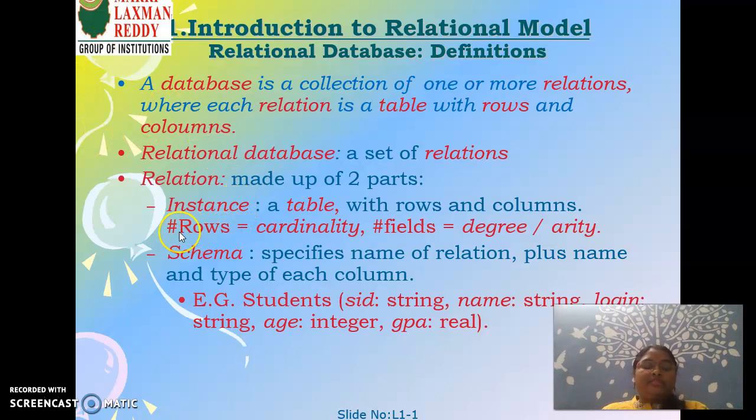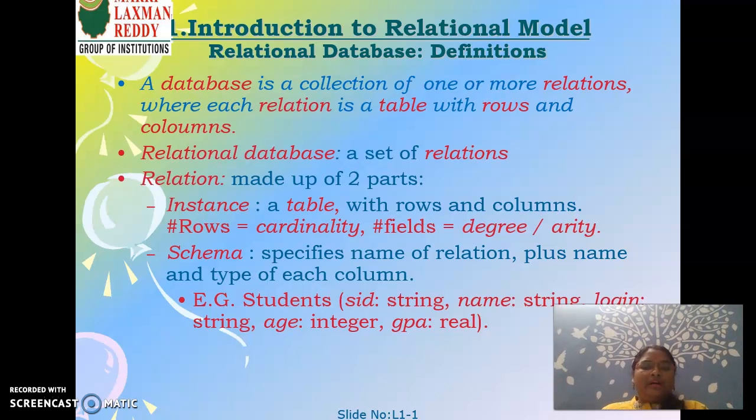When you come across this instance, there is something else to learn, that is cardinality. In the previous classes we have learned cardinality means 1 to 1, 1 to many. Not that. Here cardinality in the relational model refers to rows. So what is the cardinality of your table? You need to count how many rows are present. Next one is field. The synonyms of fields are degree or arity. So what is the degree of your table? You need to count the columns. So you can call it arity or degree or fields.